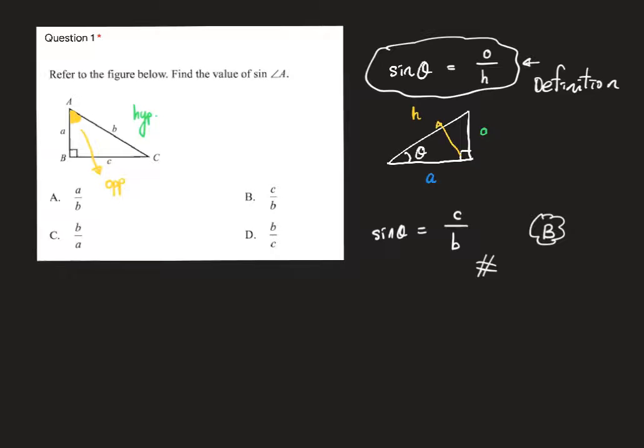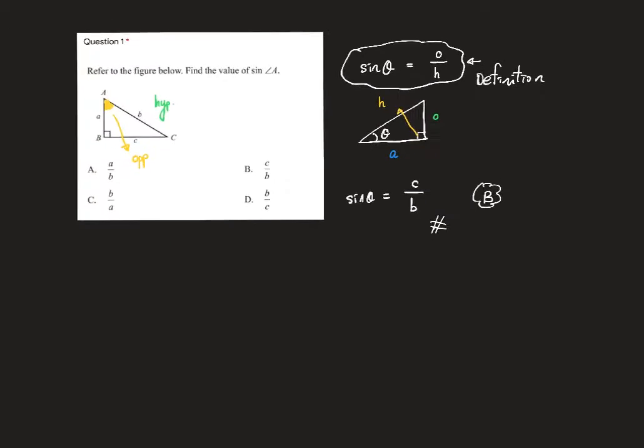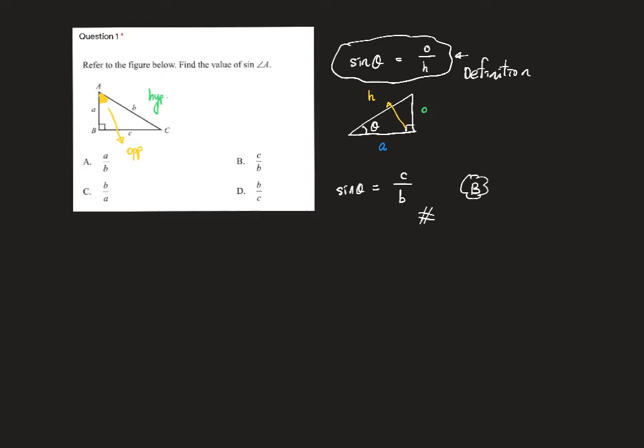How about the definitions of cosine and tangent? For cosine, I use this triangle as reference. Cosine theta should be equal to adjacent side over hypotenuse, and tangent theta is opposite side over adjacent side.